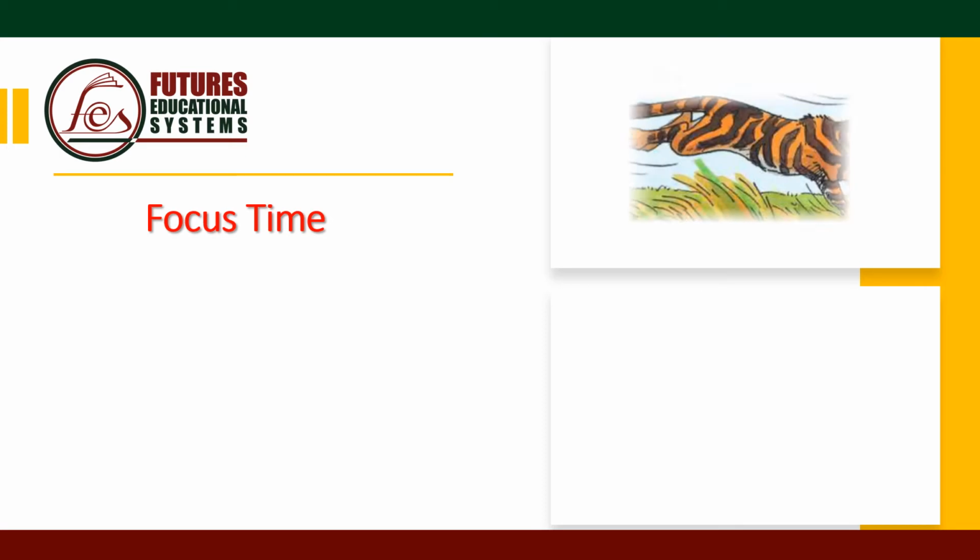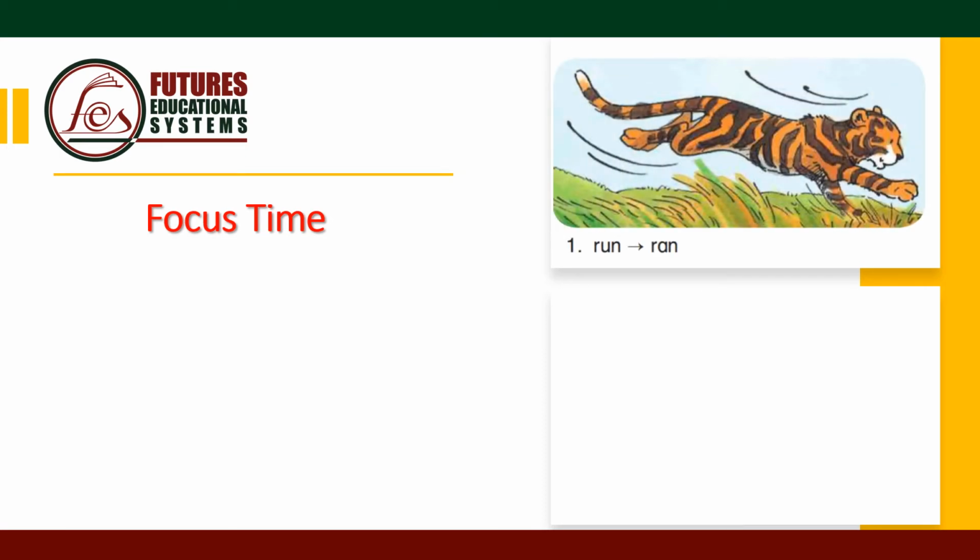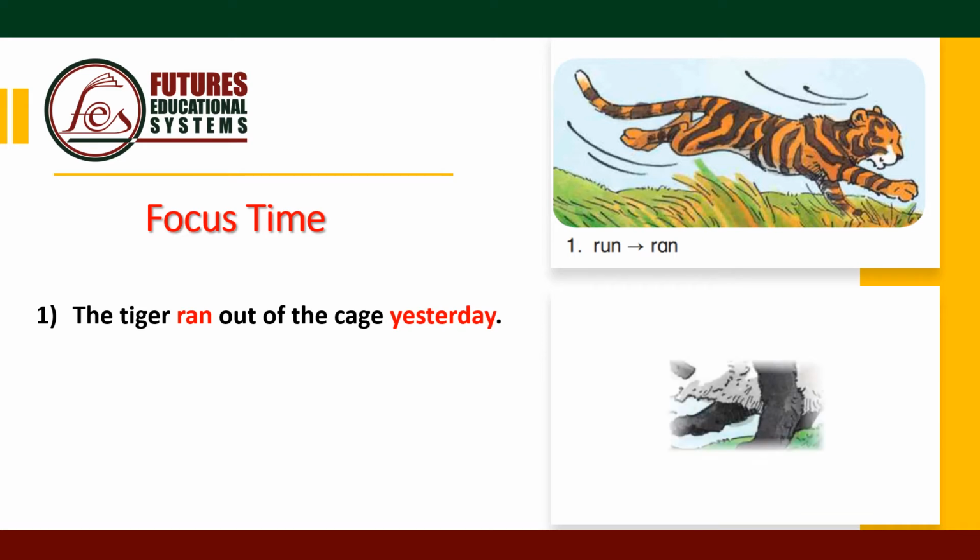Focus time. Picture 1, we have a tiger and the verb run in the infinitive form, run, and the past simple, ran. The tiger ran out of the cage yesterday. Yesterday is the time marker and it shows that this verb happened yesterday in the past. That's why we changed run into ran.